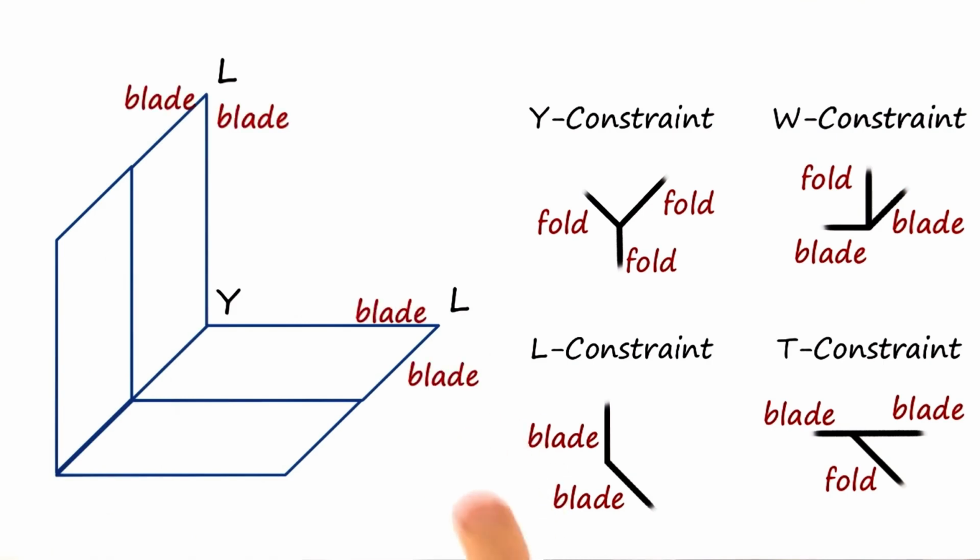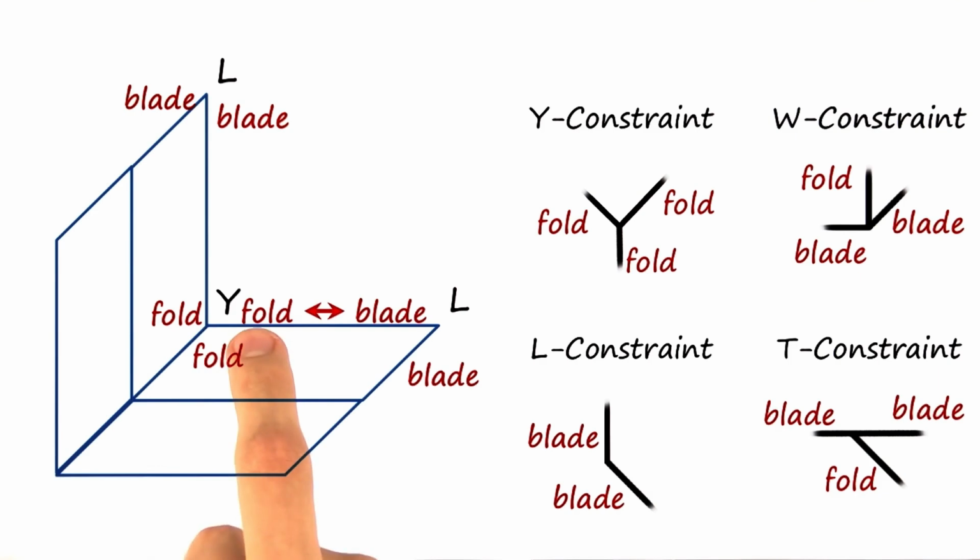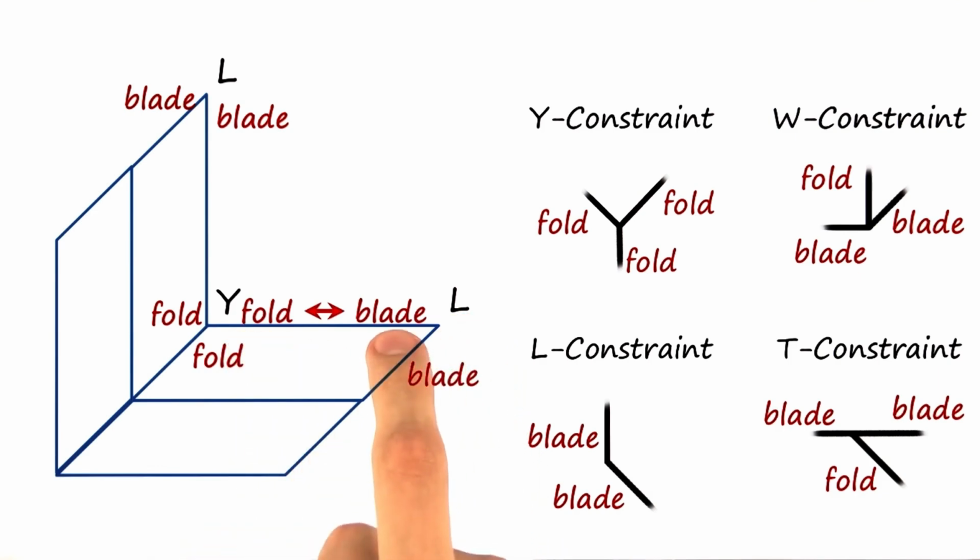If I propagate the constraint from the L junction, I see this is a blade, and this is a blade. If I propagate it from the Y junction, I see these are all 3 folds. But now I have the Y junction telling me that this is a fold, and the L junction telling me that this is a blade. So I have a conflict in my attempt to propagate my constraints down onto this shape. And the result, I guess, is that I don't see it as a shape, because it doesn't fit my constraints.